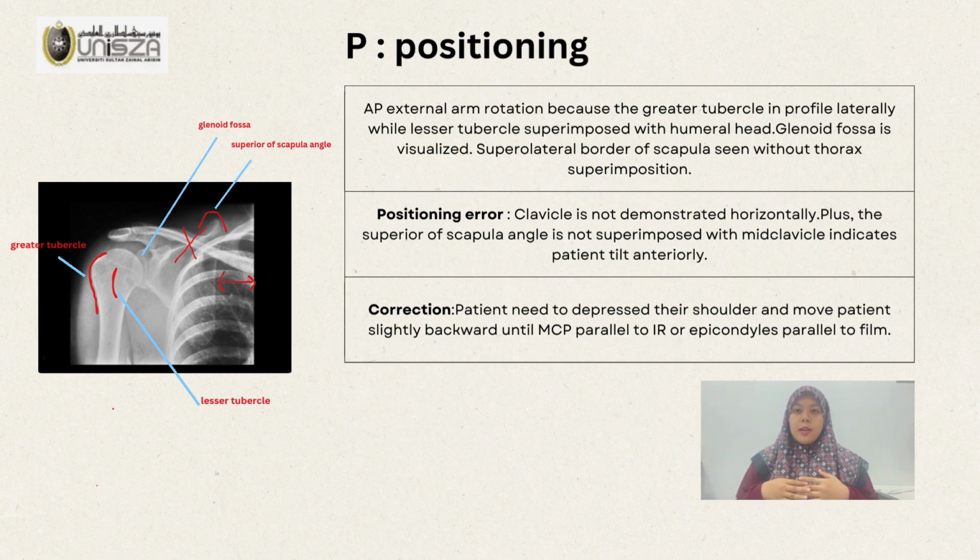For the positioning error, we can see that the clavicle is not demonstrated horizontally. Plus, the superior of the scapular angle is not superimposed with the mid of the clavicle. So, it indicates patient tilt anteriorly. To correct this, the patient needs to depress their shoulder and move slightly backward until the MCP parallel to the IR, or the epicondyle parallel to the filum.